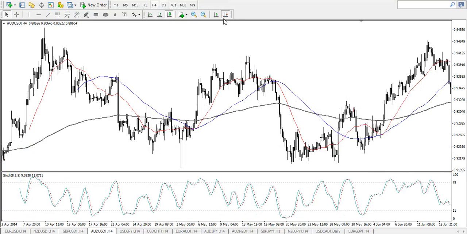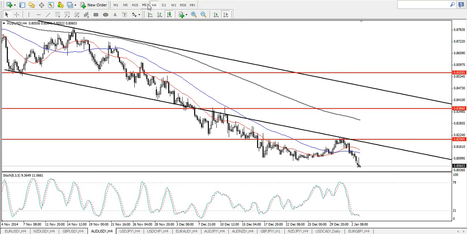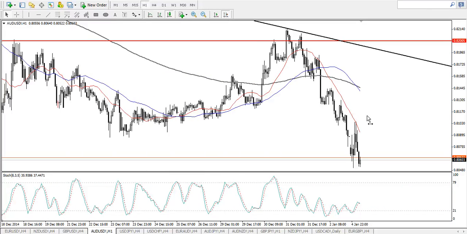Right, so zooming into the 1-hourly charts, we are still expecting price to fall further.